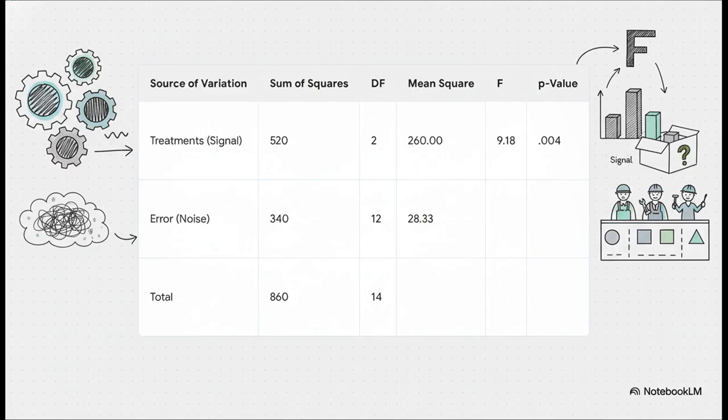And you know, all of this number crunching gets summarized really nicely in a standard table like this one, an ANOVA table. It looks a little intimidating at first, but it's not. See that line for treatments? That's our signal. And error? That's our noise. And look, right there are the numbers we've been talking about. Our F statistic of 9.18 and that tiny p-value of 0.004. The whole story, all in one place.